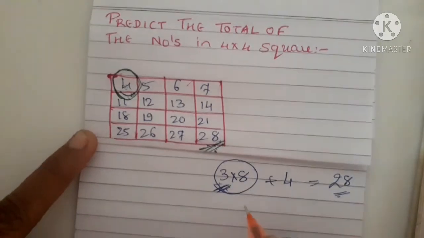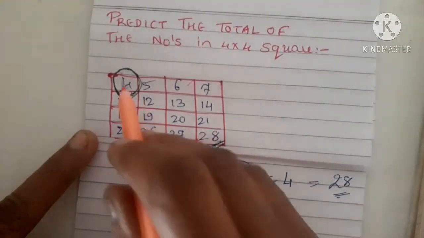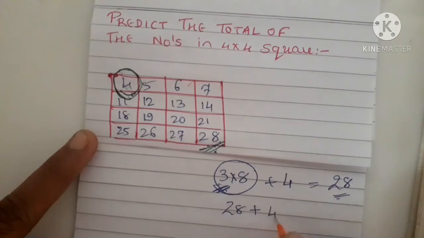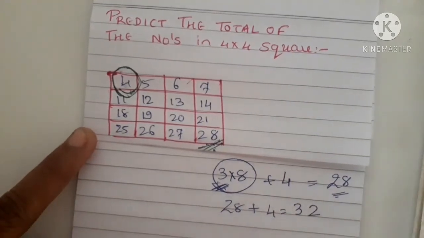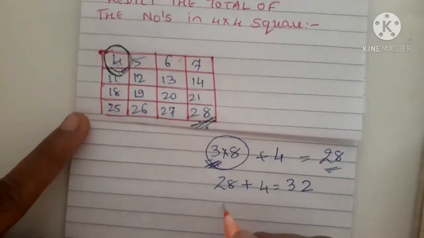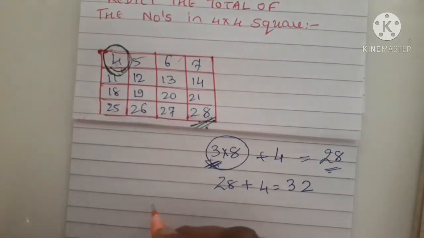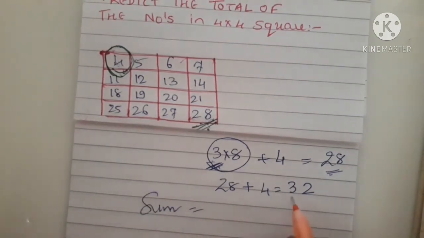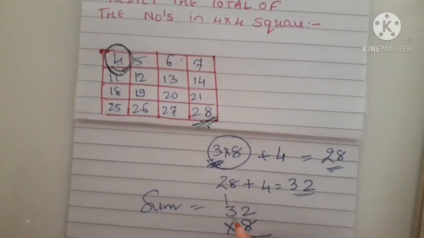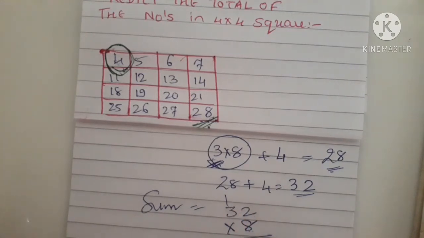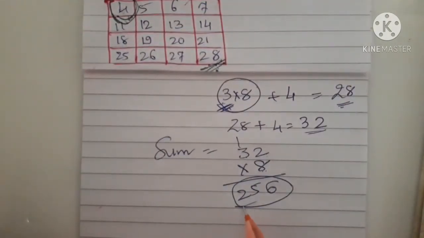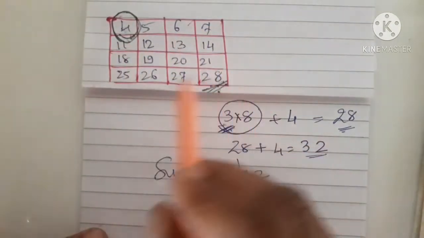Now you have to add 28 and the other diagonal number, that is 32. Now your answer will come, that is you can predict the sum as this 32 is to be multiplied by 8. So here 8 2s are 16 and 8 3s are 24 and 1 25. So the sum should be 256 of all the numbers within the square.